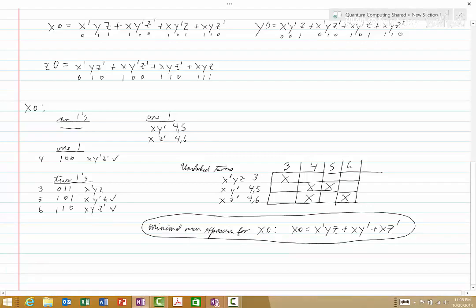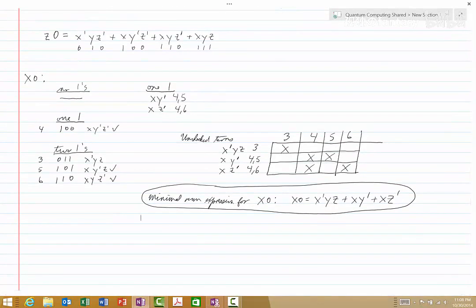Now, I very strongly encourage you to stop the video at this point and to try to find the minimal sum expressions for YO and ZO, and then after you've done that, come back and watch as we do it here and see if you get the same results. Okay, now we'll do YO.